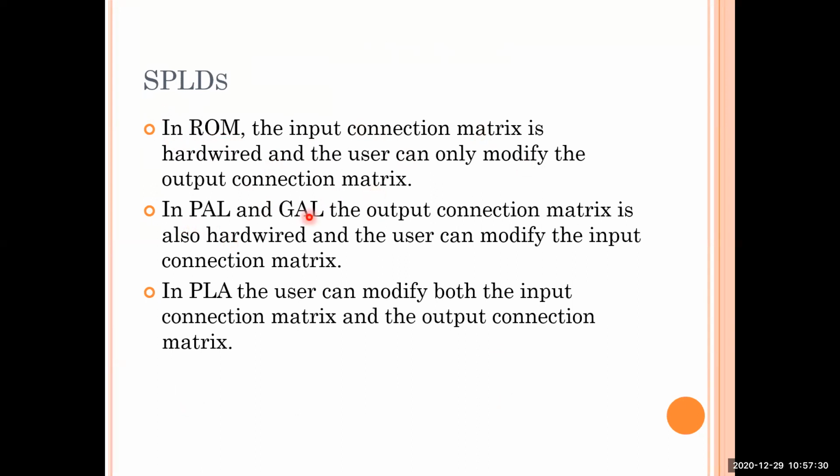Compared to this, PAL and GAL, it's a generic array logic, and this is a programmable array logic. The output connection matrix is hardwired, and the user can modify the input connection matrix. That's what we have seen up to now in the PAL, where the output logic, that's the OR plane, is completely fixed. We cannot program that one, whereas the input can be programmed. So that's why we can see here now the user can modify the input connection matrix with respect to PAL and also GAL. And in PLA, the user can modify both the input and the output connections. It means that both the OR plane and the AND plane are programmable in PLA.